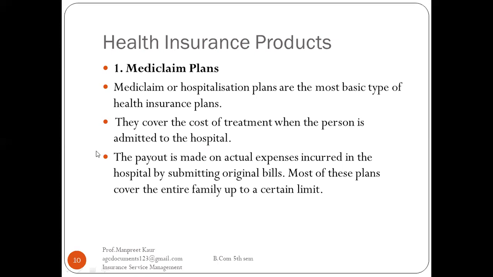The payout is made on the actual expenses that are incurred in the hospital by submitting the original bill. When the policyholder wants to claim the expenses related to their treatment, they need to submit the original hospital bill to the health insurance company. Then the payment is provided to the policyholder. Most of these plans cover the entire family up to a certain limit. According to that limit, a particular amount of expenses is provided to the policyholder.